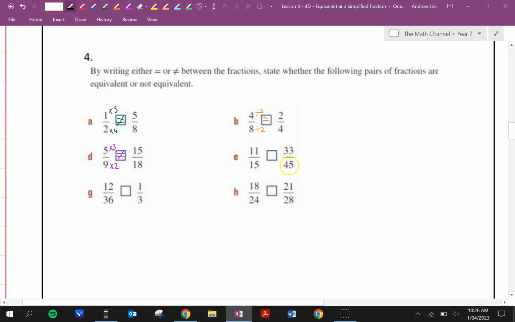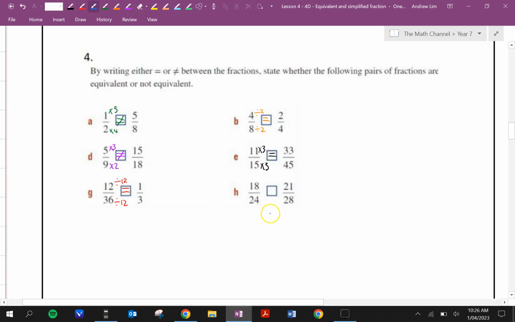How do we turn this 15 into 45? Times it by 3. How do we turn this 11 to 33? Times it by 3. Good, so these are equal to each other. How do we turn 36 into 3? Divided by 12. How do we turn 12 into 1? Divided by 12. Equals.